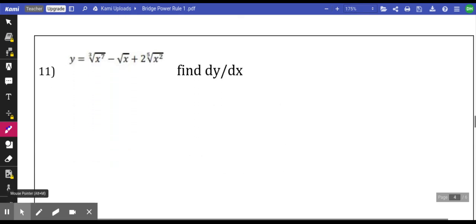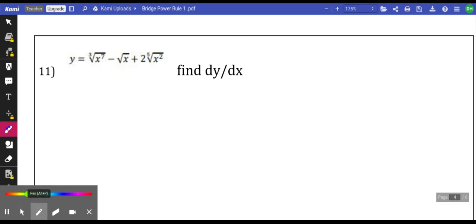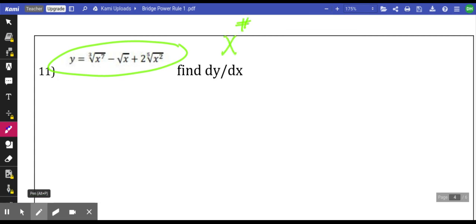All right, let's try another one. Find dy dx. So again, another way to say take the derivative. So none of these terms here are rewritten as x to a number. So I need to rewrite each one. So the first one is y equals x to the, we know it's a fraction because it's a root. The name of the root goes on the bottom. So x to the 7/3 minus.